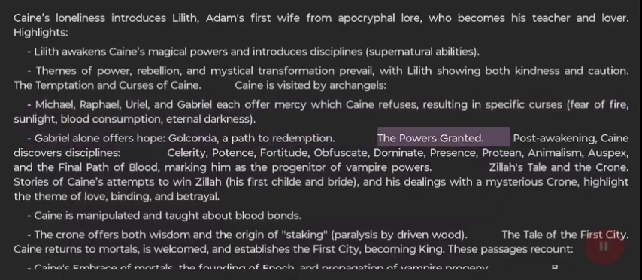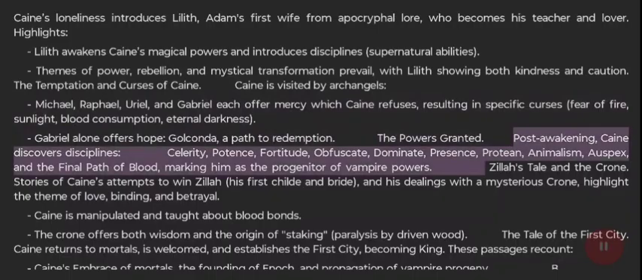The powers granted. Post-awakening, Cain discovers disciplines: celerity, potence, fortitude, obfuscate, dominate, presence, protean, animalism, aspects, and the final path of blood, marking him as the progenitor of vampire powers.